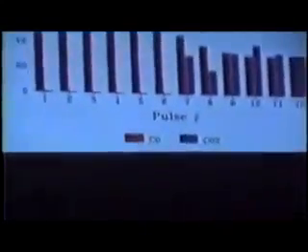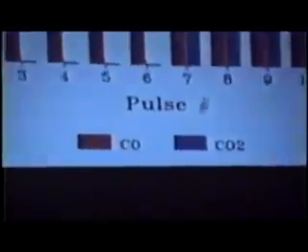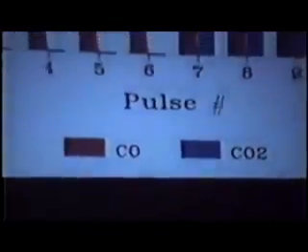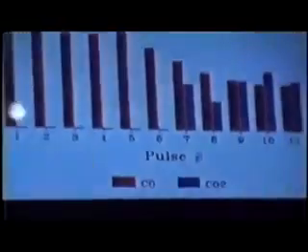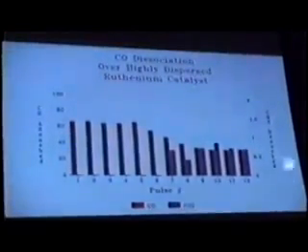Now, here we're looking at the CO dissociation results with the highly dispersed ruthenium catalyst. On the left scale, I have CO adsorbed. The amplitude of the pulse shows how much CO was adsorbed. And on the right-hand scale, I have a different scale for CO2 produced.